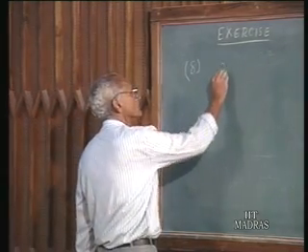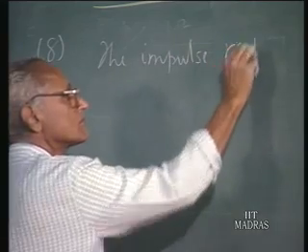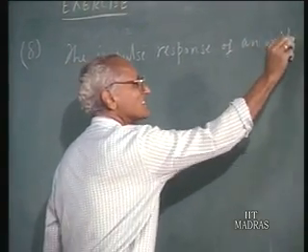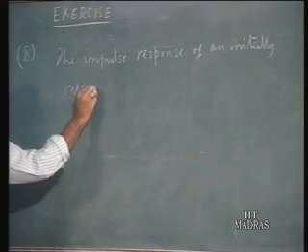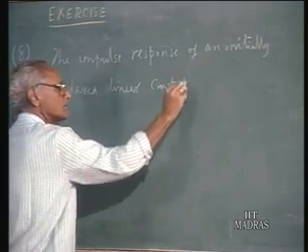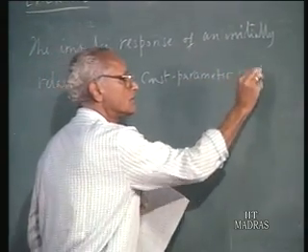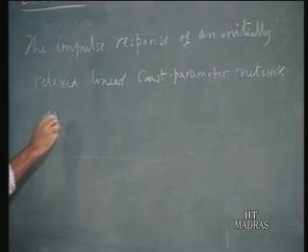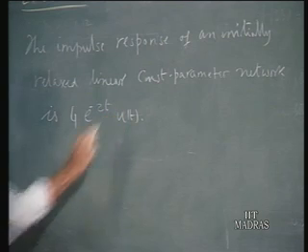The last problem: the impulse response of an initially relaxed, that means there is no initial stored energy, linear constant parameter network is 4 e to the power of minus 2t u(t). That means this is h of t.